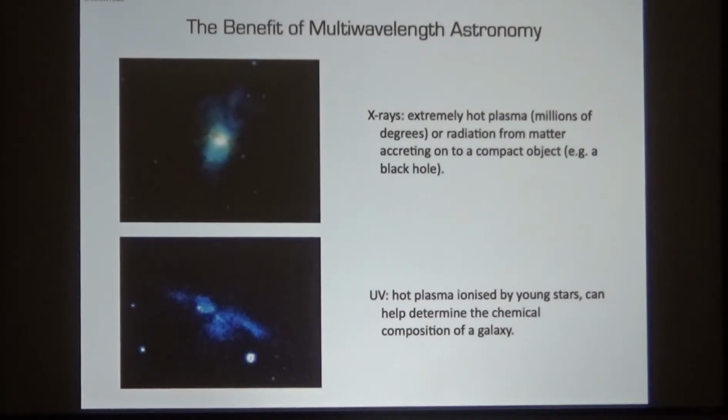UV observations can also help determine the chemistry of a galaxy. Chemistry can be influenced by stellar populations. Elements are created in stars, but heavier elements are created in supernovae, and those elements are then fed into the gas that forms later generations of stars. That can impact the more complex chemistry that evolves with a galaxy. So UV can help you on that front a little bit.